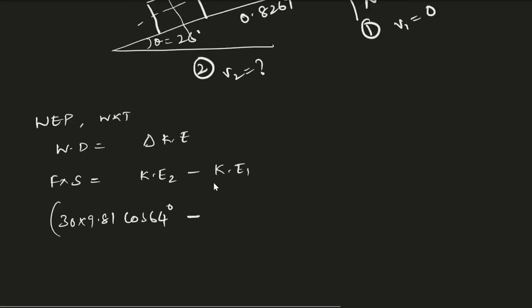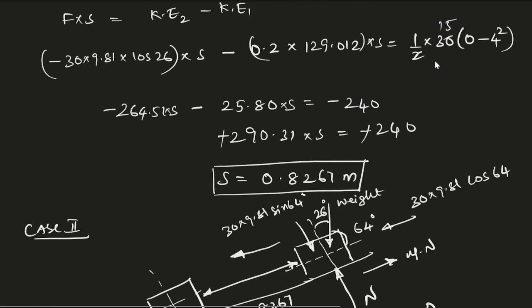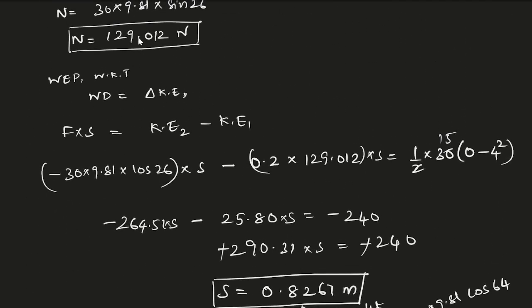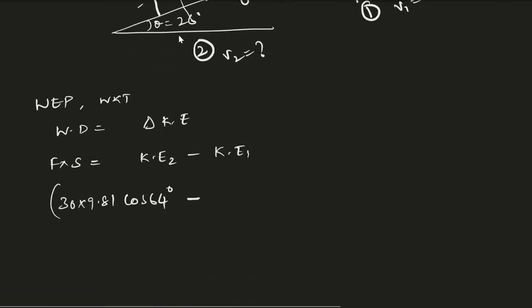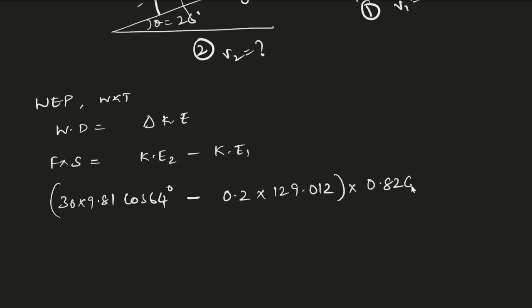minus, what is the value of mu? So we have mu into normal. We got the value of normal as 129.012, so we can take the same normal value. So 0.2 into 129.012 into the distance covered, 0.8267 meter. This will be equal to half into mass, 30 kg, into v2 square, which we have to find, minus v1 square, which is 0.